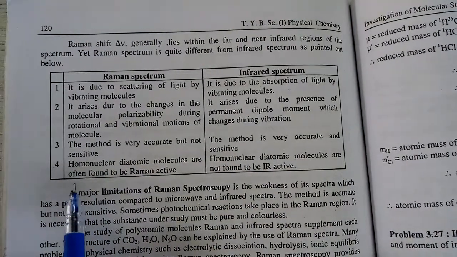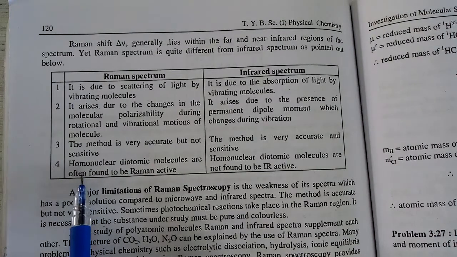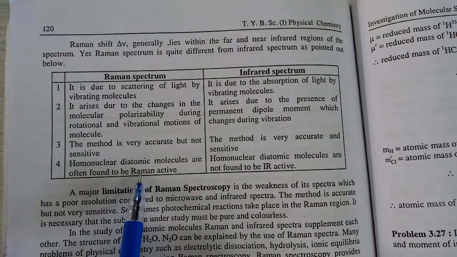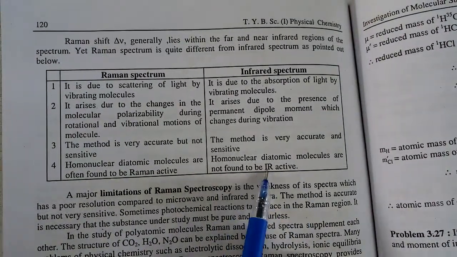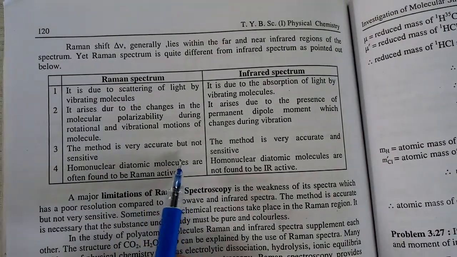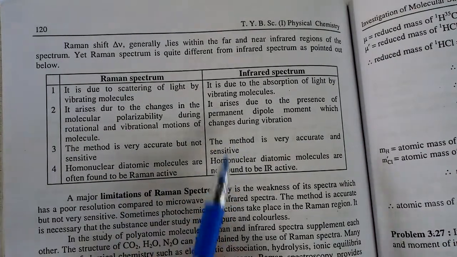And the last important point of differentiation is that in a Raman spectrum, homonuclear diatomic molecules are often found to be Raman active, while homonuclear diatomic molecules are not found to be IR active. So these are some important points of differentiation between Raman spectrum and infrared spectrum.